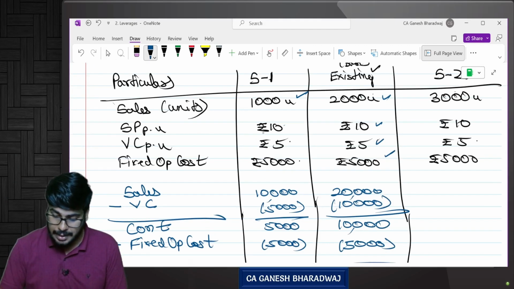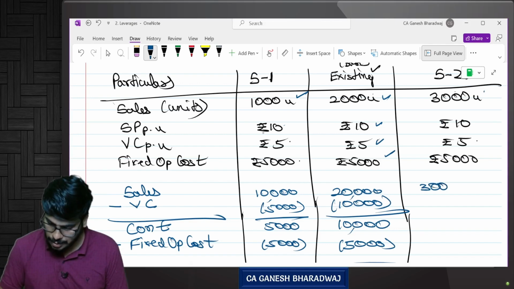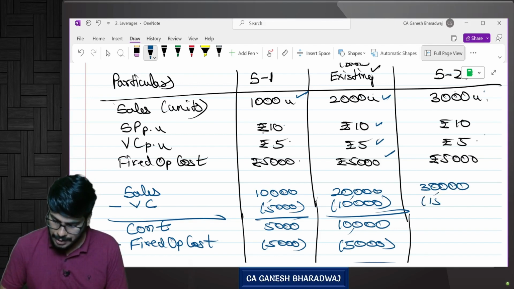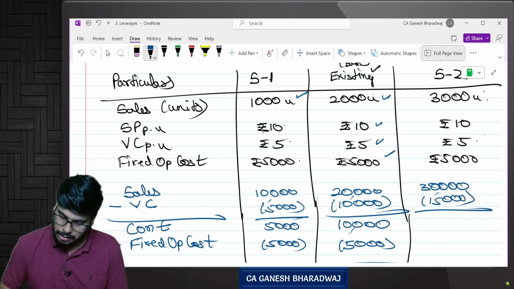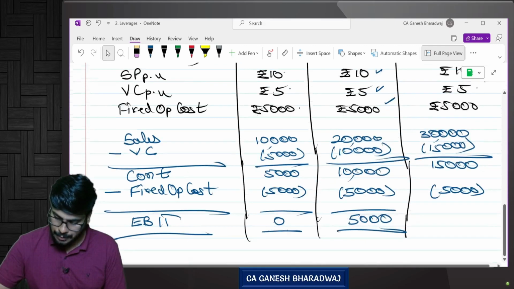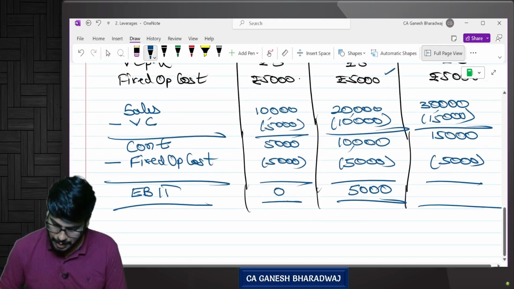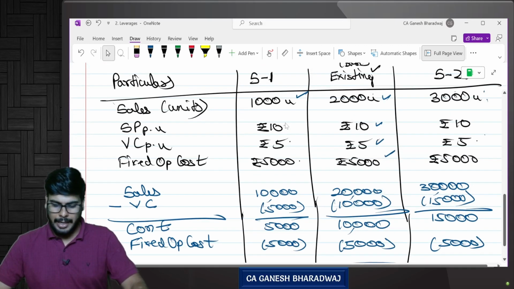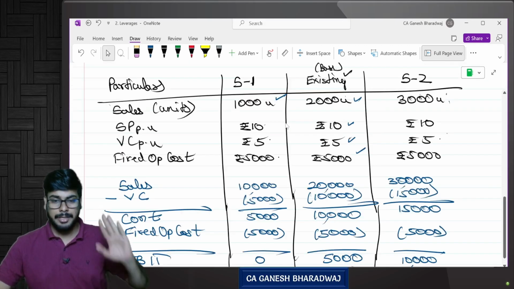Yes. Now, let us go to scenario number 2. The sales is 3,000 units, okay? So what is the sales value? 3,000 into 10, 30,000. Variable cost, 3,000 into 5, that's going to be 15,000. The contribution is how much? 15,000 rupees minus the same 5,000. This gives you how much EBIT? EBIT of 10,000 rupees. Now, just look back and observe these three situations.